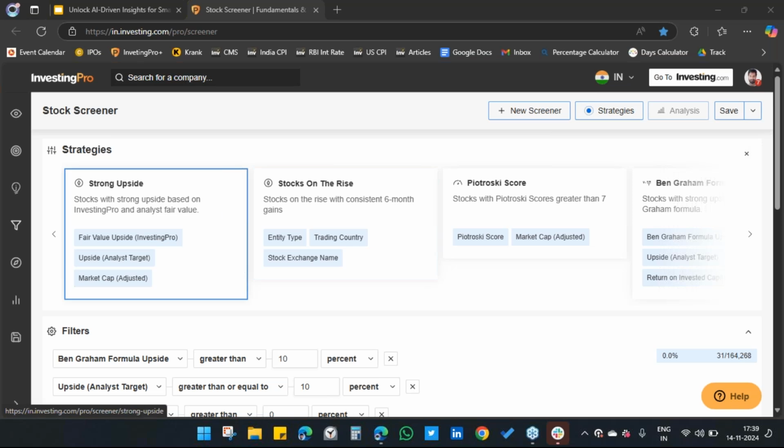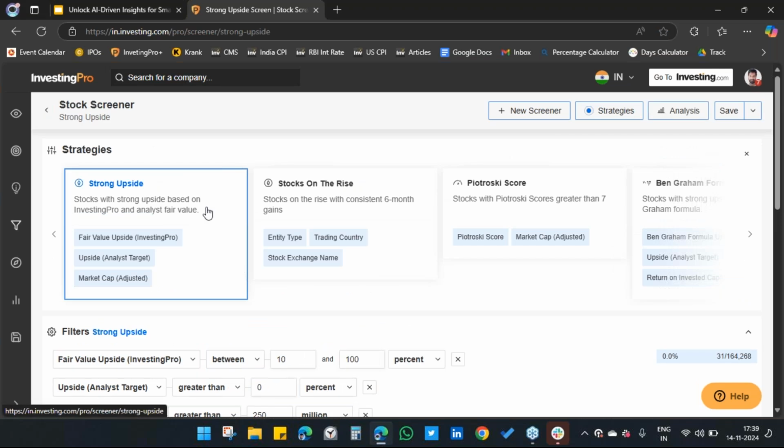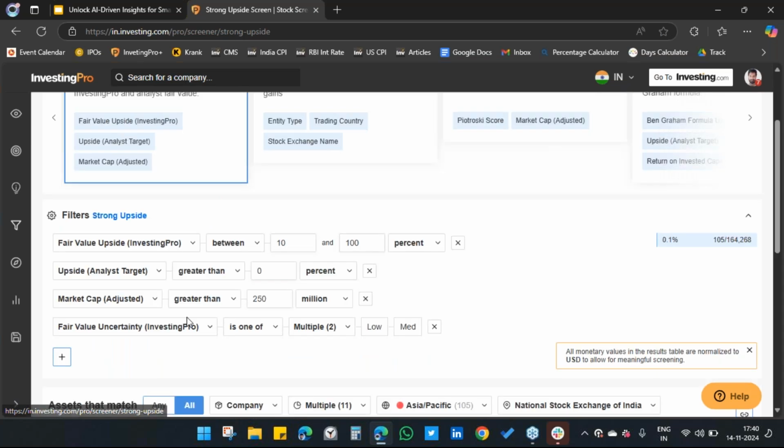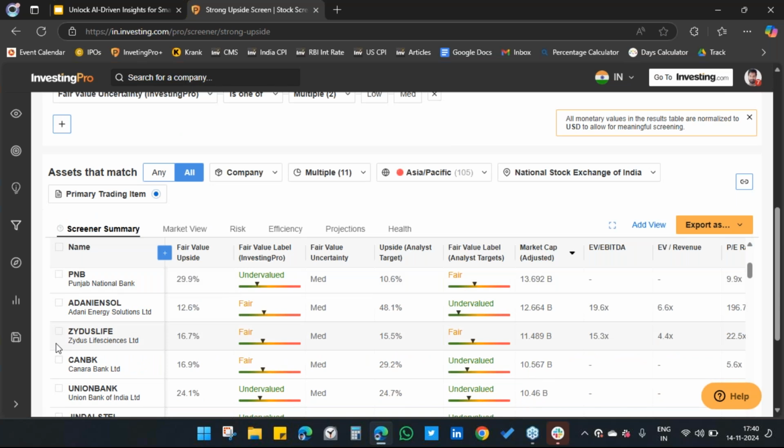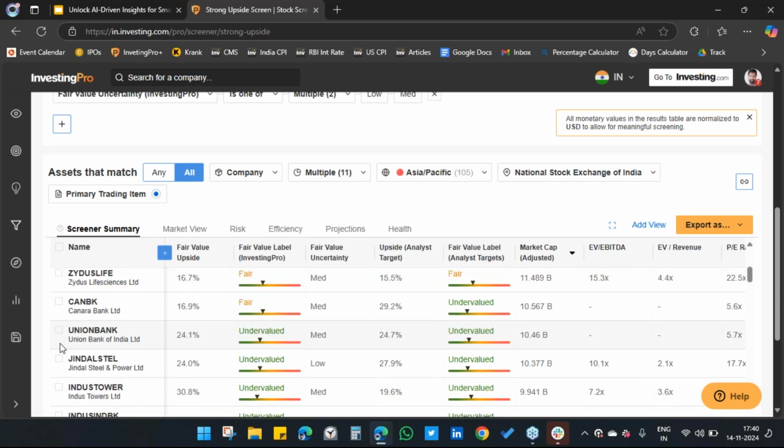Okay, let's go to stock winner. Strong upside. This strong upside is an inbuilt screener which helps you to find out undervalued stocks. Okay, let's pick Indus Tower.